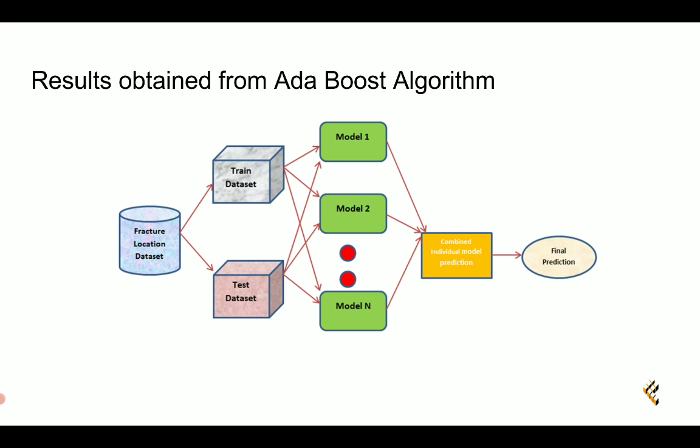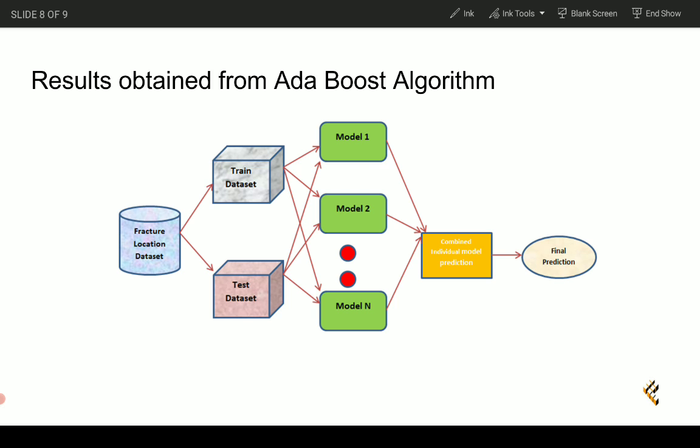Now moving to the next algorithm, that is the AdaBoost algorithm. For this algorithm, we have got an accuracy score of 0.56, which is the lowest.